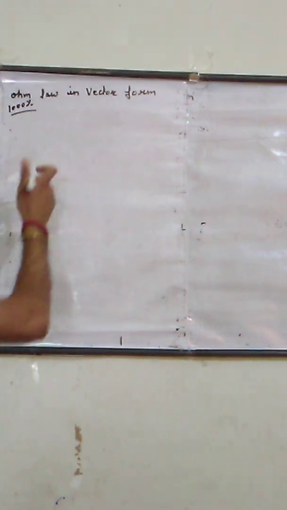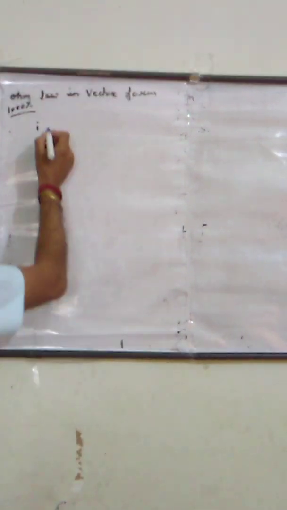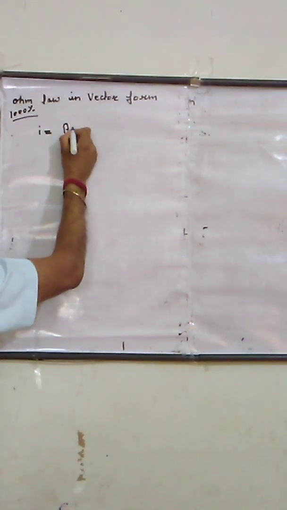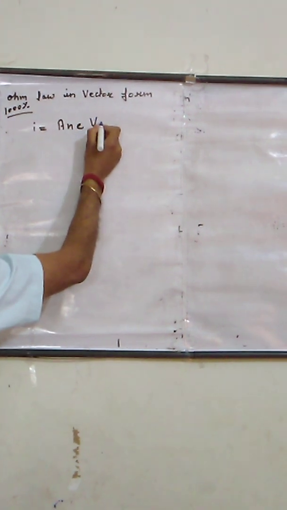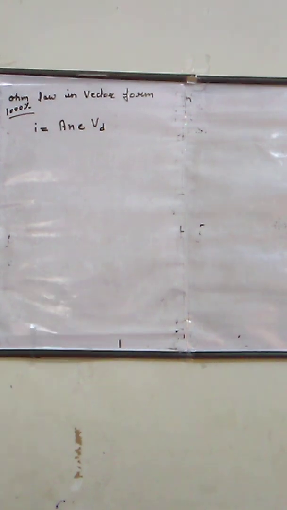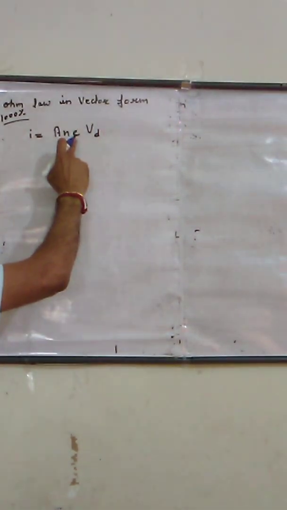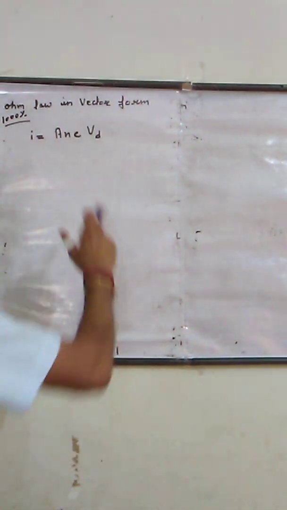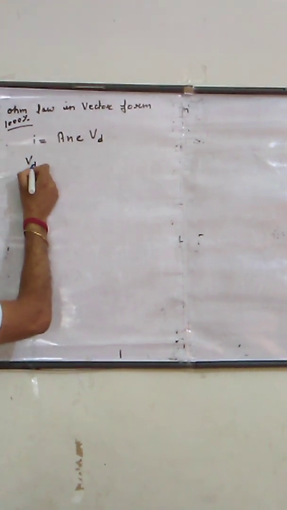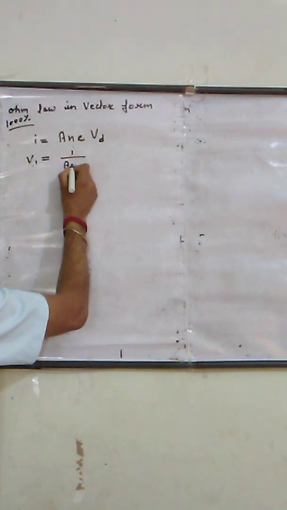So first of all, we know that current I equals ANe VD. Okay, this is the formula for finding out the current, where N is the number of electrons, A is the area of cross section, e is the charge on the electron, and VD is the drift velocity. From this we can change this expression by finding the value of VD. So VD equals I upon ANe.